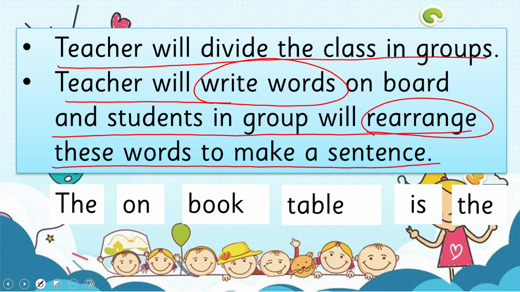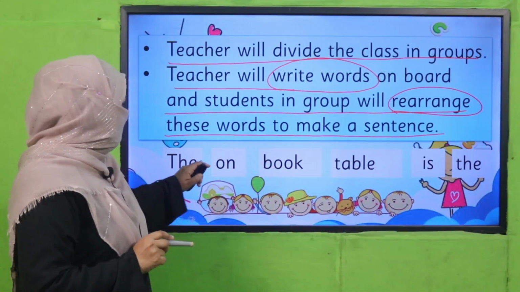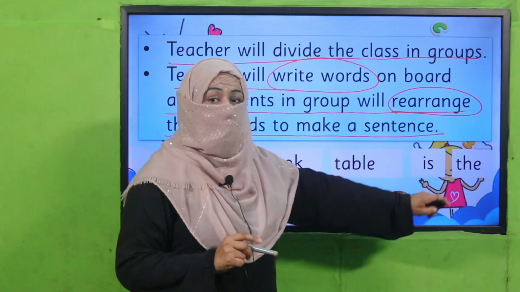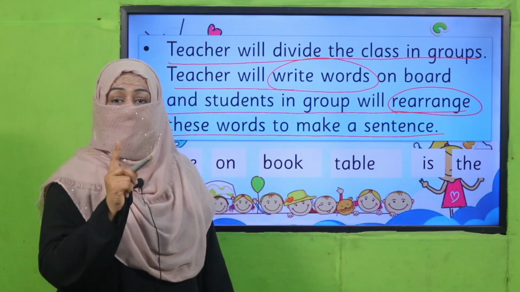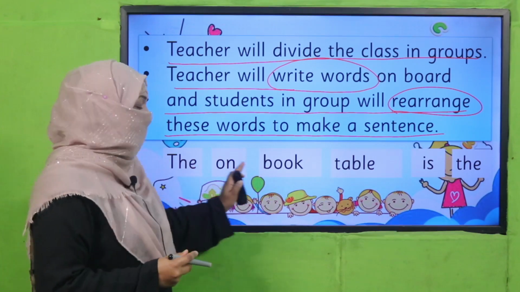So in this way, teacher, you will write. Now, my dear students, look at these words: the, on, book, table is the. We know it's not a sentence, right? A sentence is an arrangement of words which make sense. It is not making any sense.